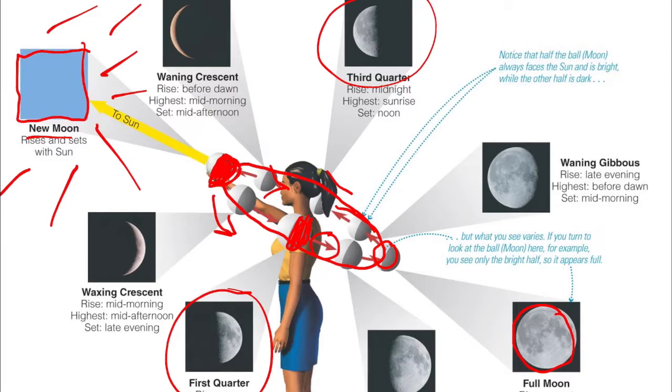All right. Then we get to a third quarter. The cycle is about to reset. Finally, a waning crescent, and then back to a new moon. Then it starts all over again.